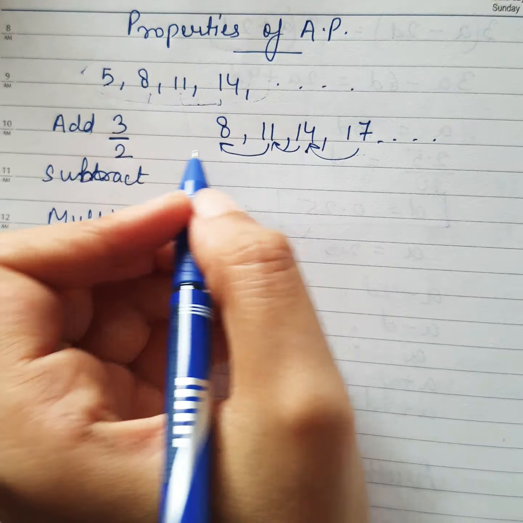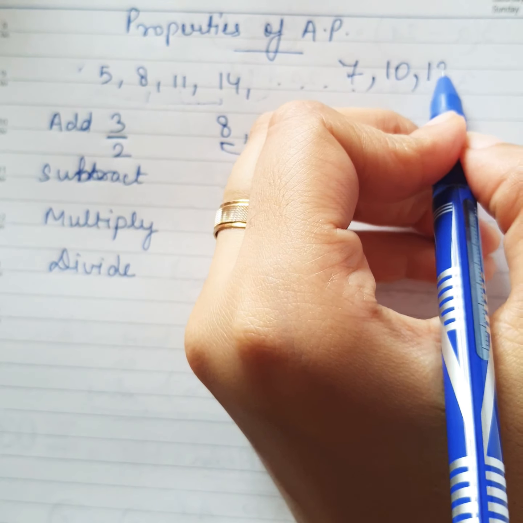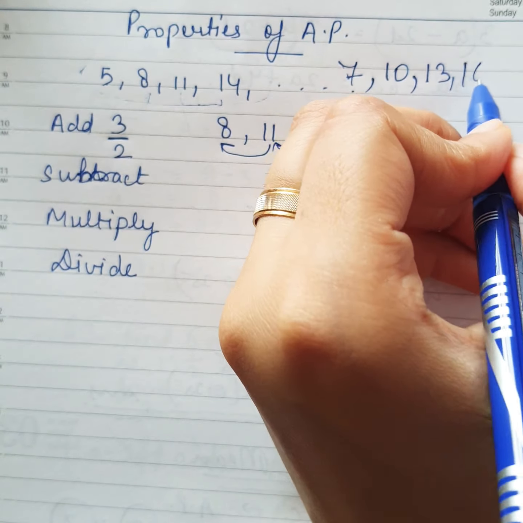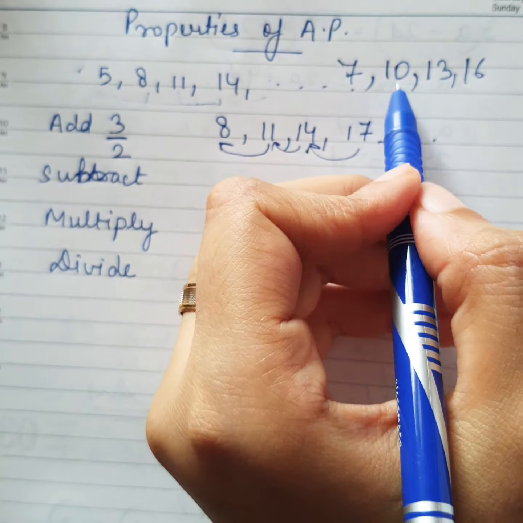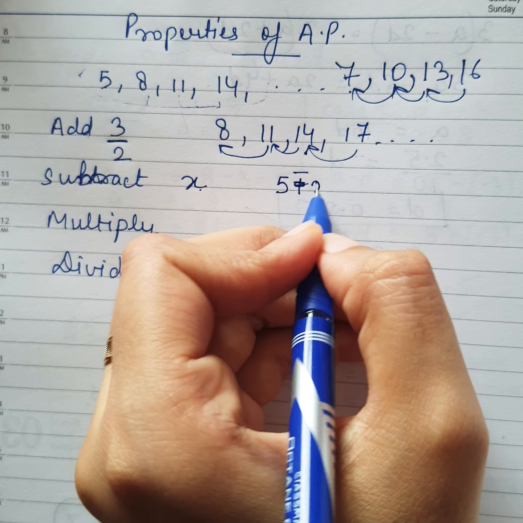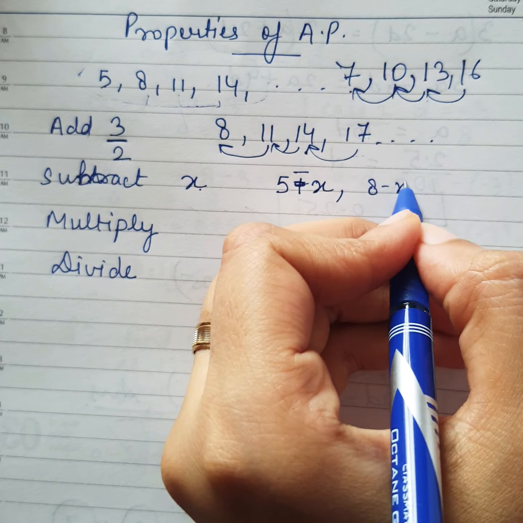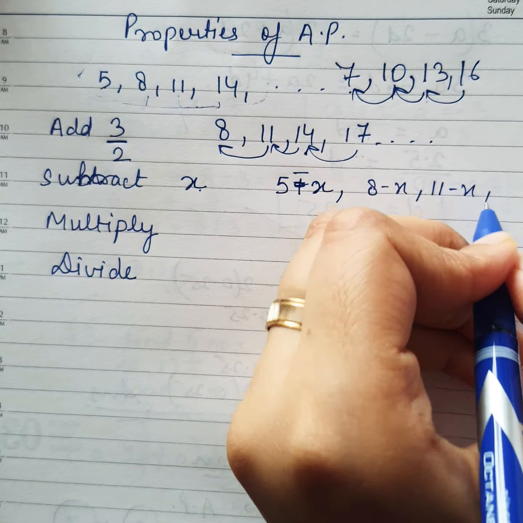5 plus 2, 7. 8 plus 2, 10. 11 plus 2, 13. 14 plus 2, 16. The resulting series is also an AP with the same common difference. In the same way, if you subtract any number, say x: 5 minus x, 8 minus x, 11 minus x, 14 minus x. The resulting sequence is going to be an AP for sure.